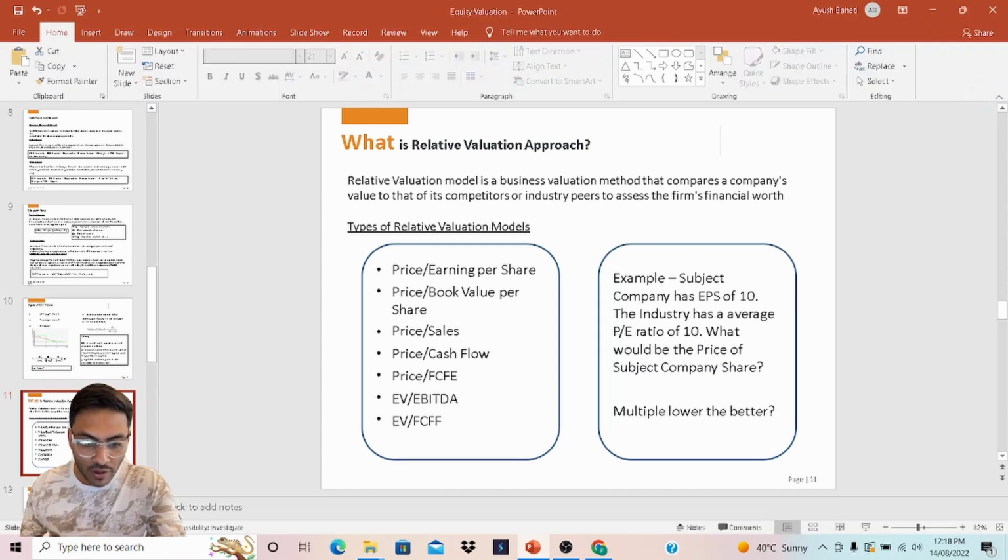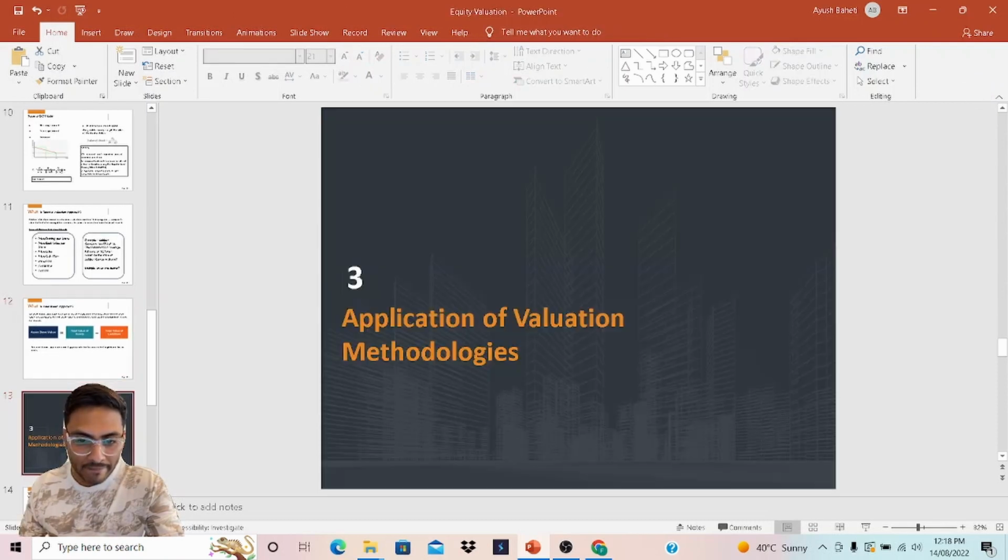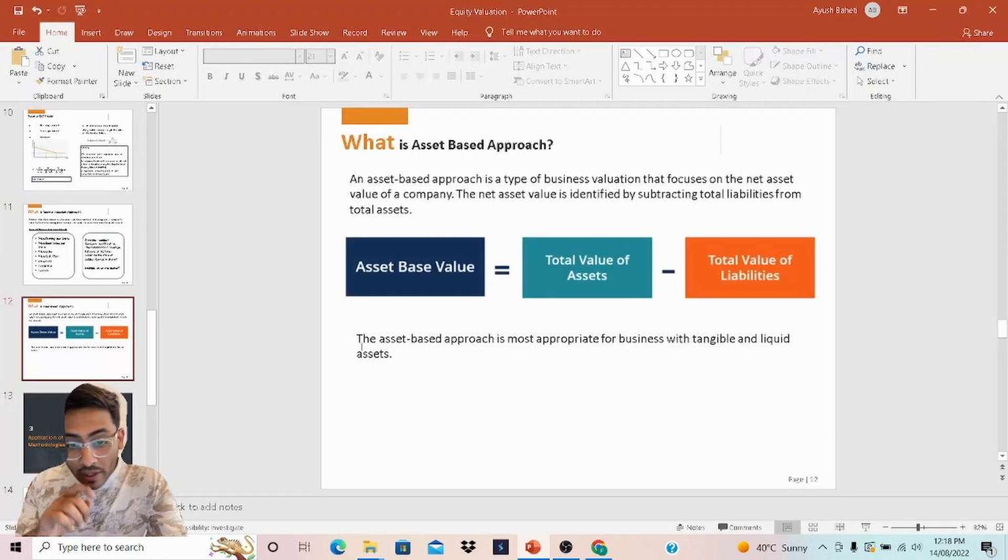Okay, let's move ahead. Now, the third approach is the asset-based approach. It's a very simple approach. To calculate this, what you need to do is deduct the total liabilities from the total assets, and then you will arrive at the value of equity. And this asset-based approach is most appropriate for business with tangible and liquid assets.